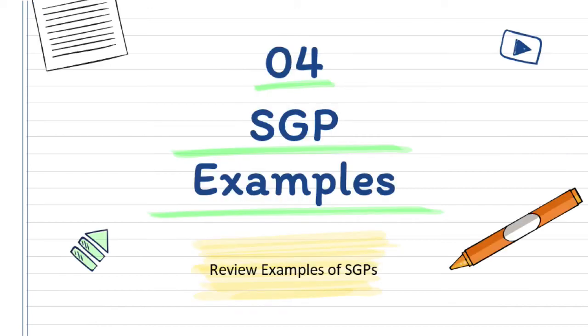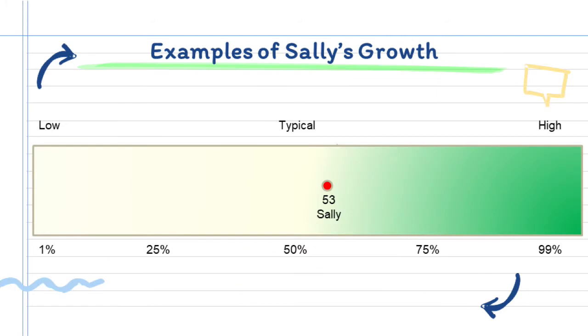This section will connect what we know about student growth percentiles to specific examples. Here we are going to explore multiple examples of Sally's growth. In this example, we see that Sally has a growth percentile of 53. That's growth greater than 53% of her peer group.